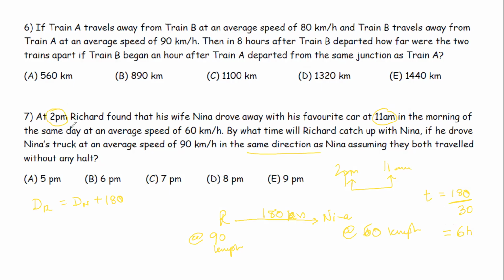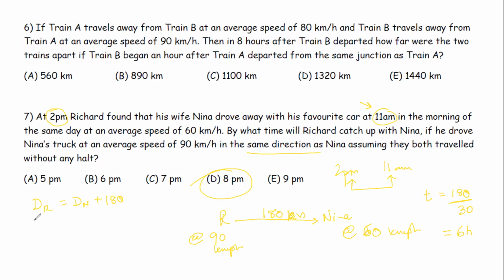So 2 p.m. plus 6 hours is 8 p.m. So 8 p.m. is when they catch up. I intentionally gave the time so you realize that you shouldn't add to 11, add to 2. So that part you need to understand. This is a very simply worded seventh question, but they can complicate it, and then you will not figure out whether to add 6 to 2 p.m. or 6 to 11 a.m.